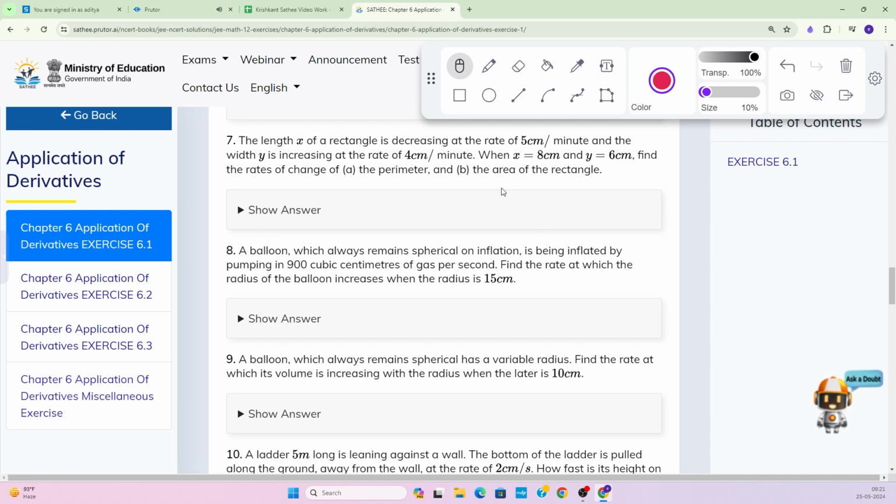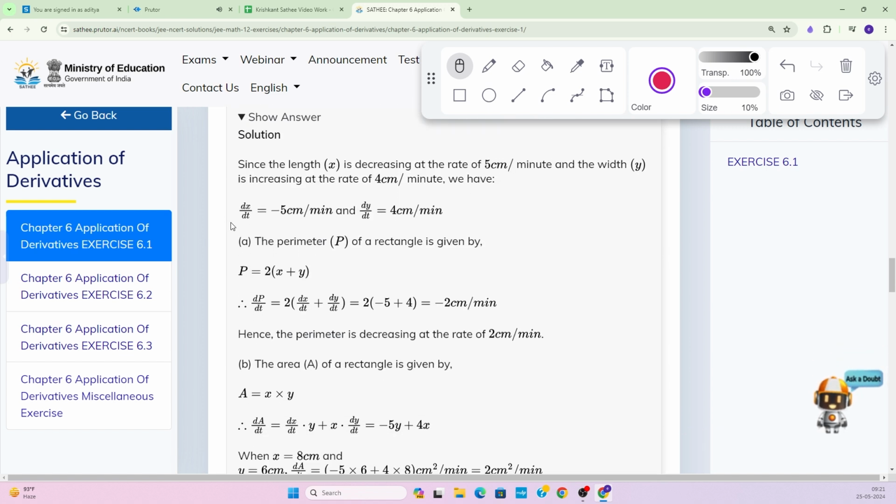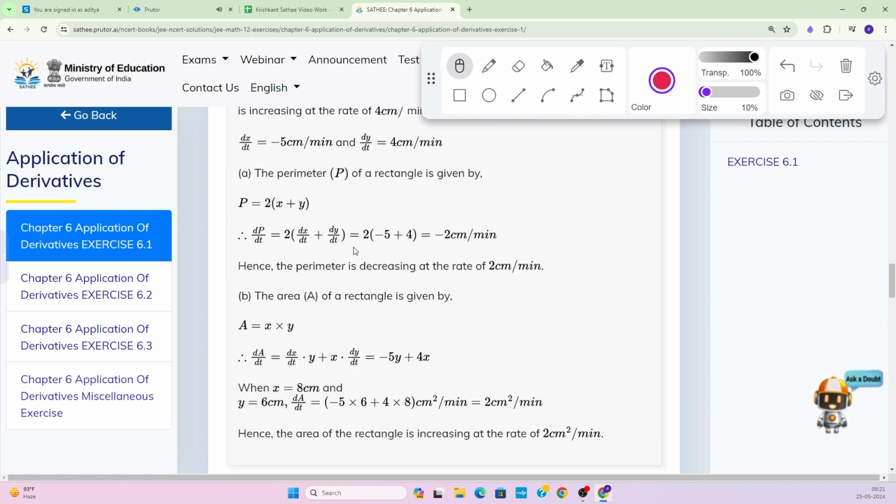For area it will be x times dy by dt plus y times dx by dt. So this will be 8 multiplied by 4, which is 32, minus 30. So area will increase every minute by 2 centimeter square. As you can see in the solution also, perimeter decreases at the rate of 2 centimeter per minute.